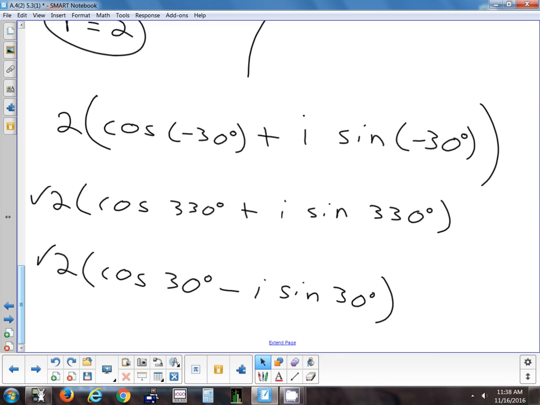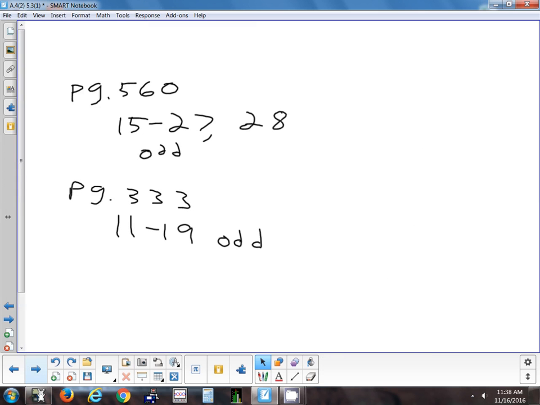All right, so the first part, that's on the complex numbers, multiplying and dividing on page 560. And the second part, page 333, that's on writing complex numbers in polar.